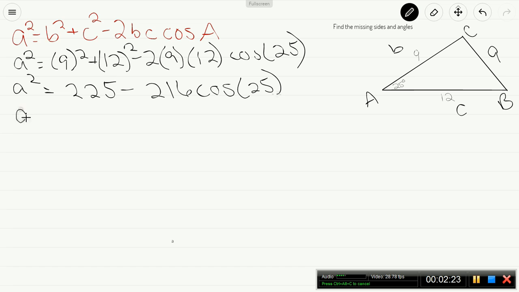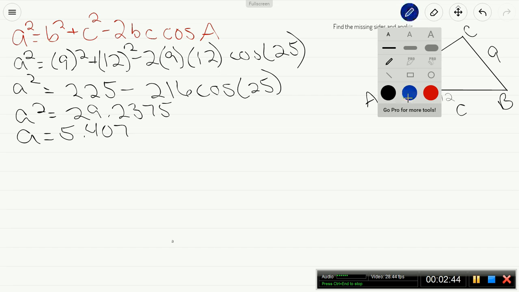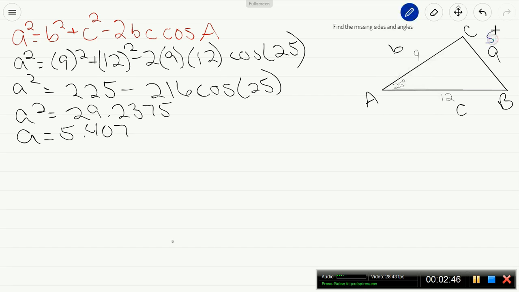You'll get A squared equals 29.2375. Take the square root of that, and A is going to equal 5.407. So we have the last side. That last side is 5.407.